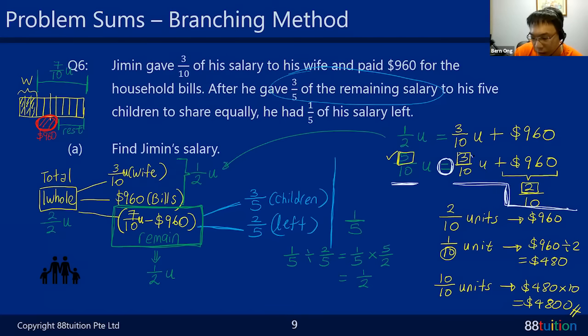But here, you are given only 3 over 10. So what is the remaining? What's the short? The short is the 2 over 10. So your 2 over 10 must come from where? It must come from the $960. If not, it will not balance. So 2 over 10 is equal to 960.